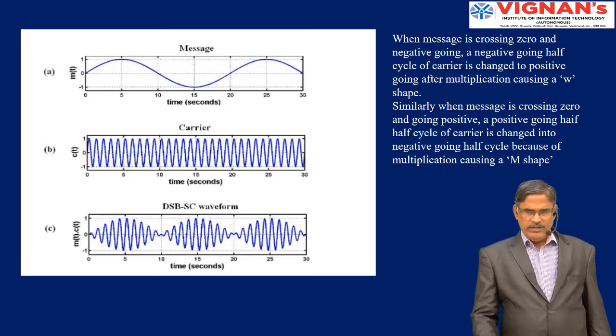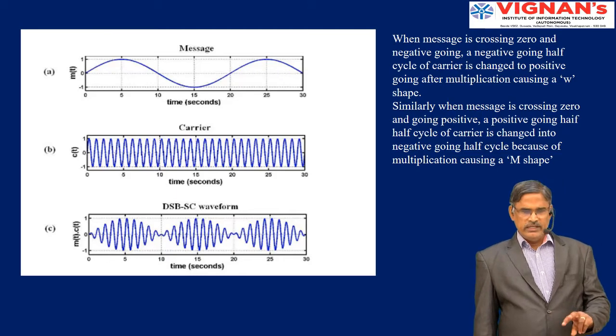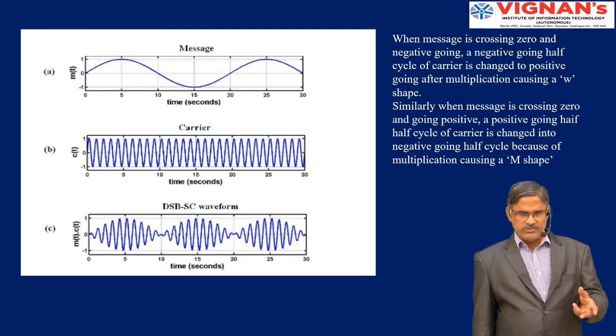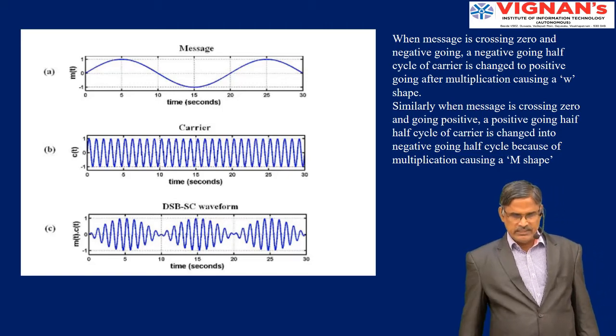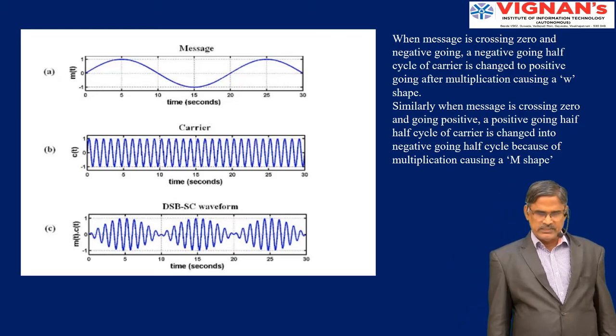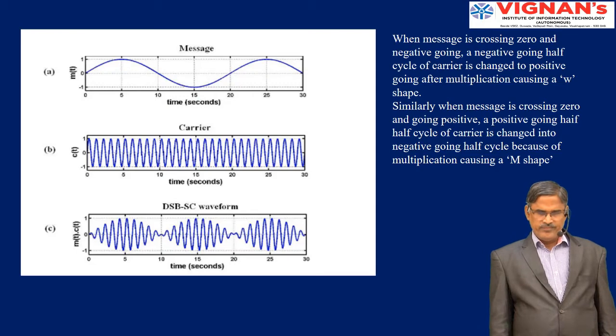So, whenever the message signal is negative, the negative half cycle is changed into a positive half cycle in the product signal, and the positive half cycle is changed into a negative half cycle in the product signal. This is called phase reversal. That you can see in the diagram.